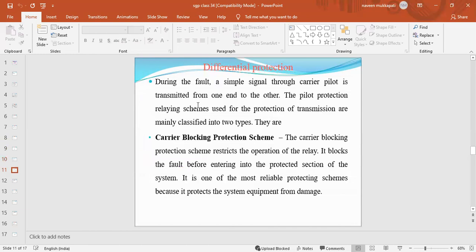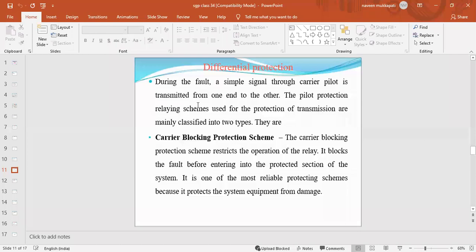During a fault, a simple signal is transmitted through the pilot wires or carrier from one end to the other. This pilot protection relaying scheme is used for the protection of a transformer. Therefore, we are using carrier blocking protection. How does the carrier blocking work?